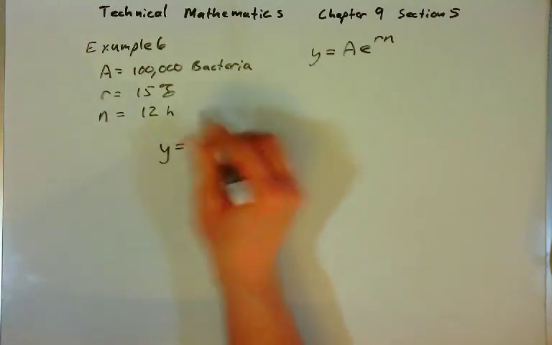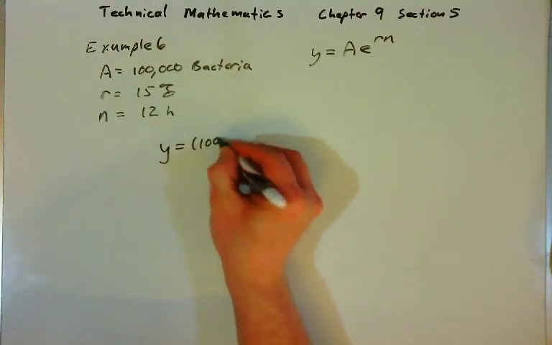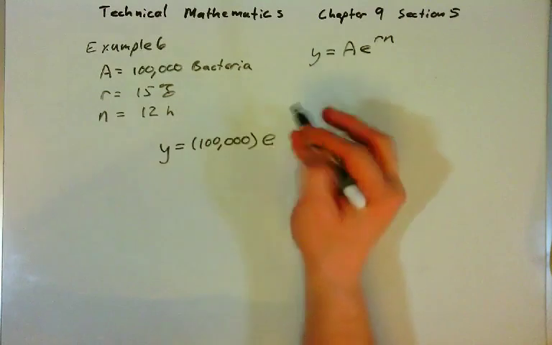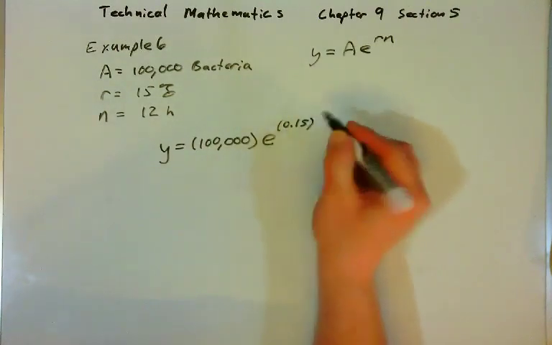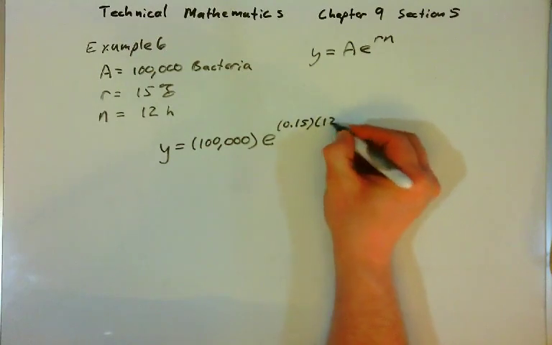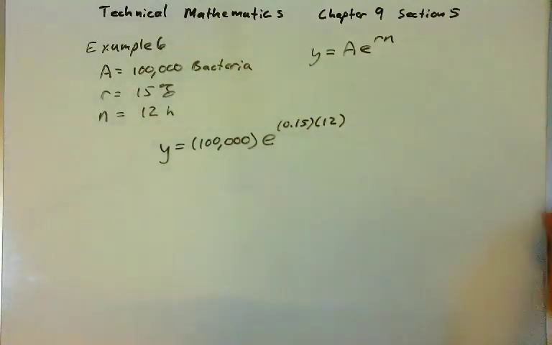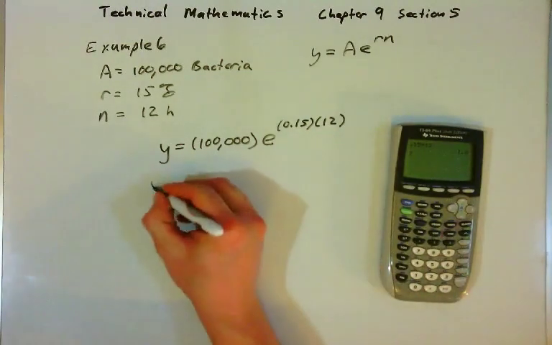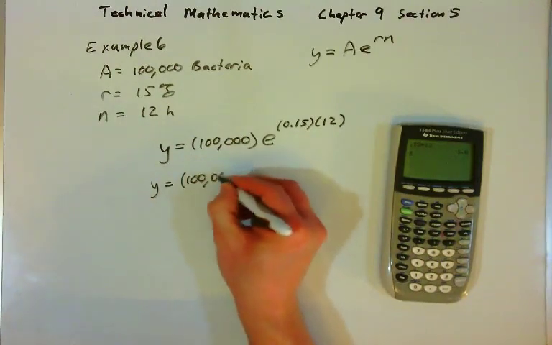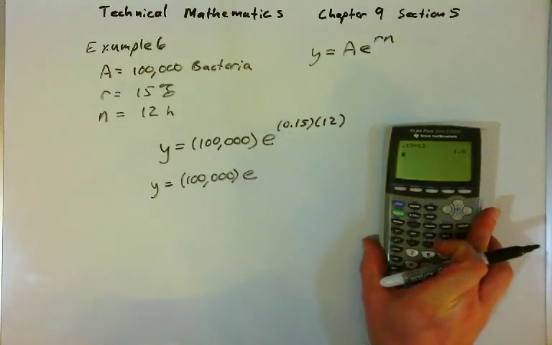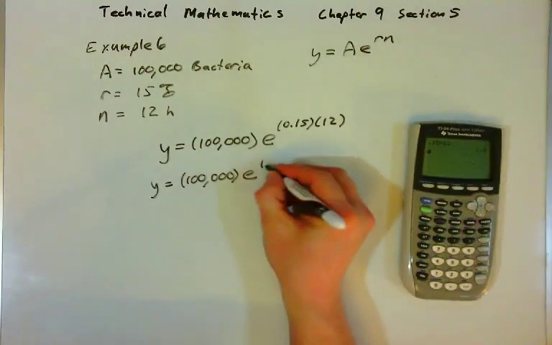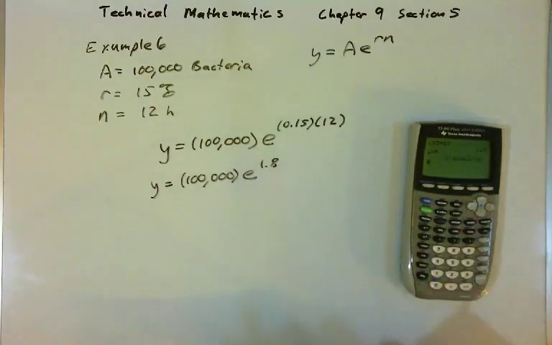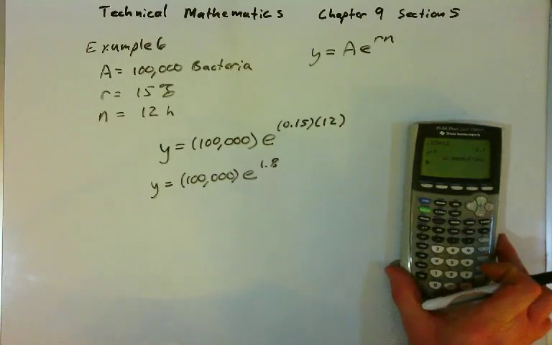And so y will equal a, the initial amount, 100,000, times e to the r, and again we want the rate to be a decimal, 0.15. So that's 15%, times the amount of time that has passed, 12 hours. And so work out the exponent first. We'll take 0.15 times 12, and we'll have y equals 100,000 times e to the 1.8 power. Now we'll work out e to the 1.8 power. So e to the 1.8 power is 6.05.